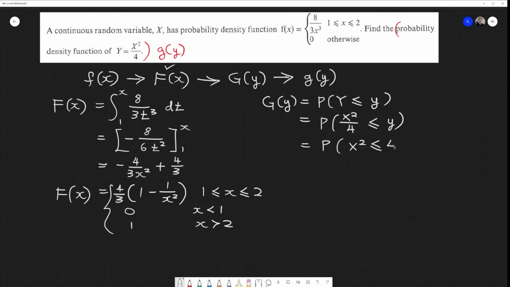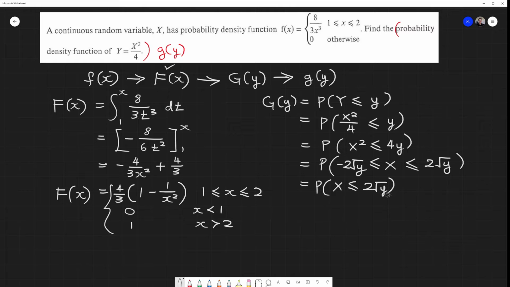So let's see, we're going to get P(X squared less than or equal to 4y). And moving the square over is going to give us X is less than or equal to 2 root y, and greater than or equal to negative 2 root y. So this is in fact P(X less than or equal to 2 root y) minus P(X less than or equal to negative 2 root y). Again, if you don't remember why this is equal to this, have a look at the previous question.